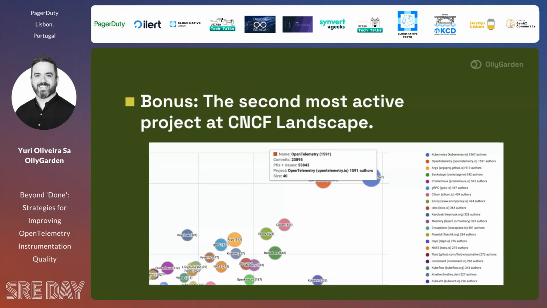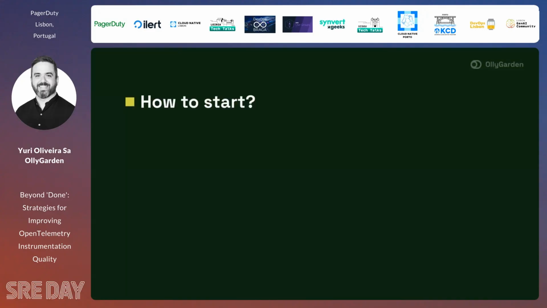And as a bonus, I don't know how many of you know this, but OpenTelemetry is the second most active project in the CNCF landscape, only below Kubernetes. For the leaders of the industry, it's a signal that the project has continuity. The community is active, the project will receive new updates and bug fixes, and this is a good sign for the future. But how to start?